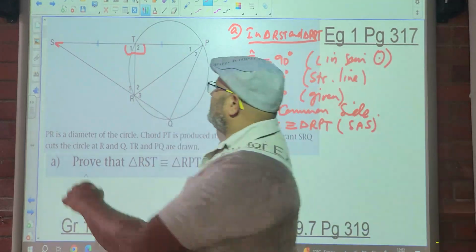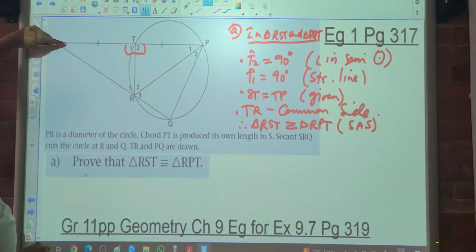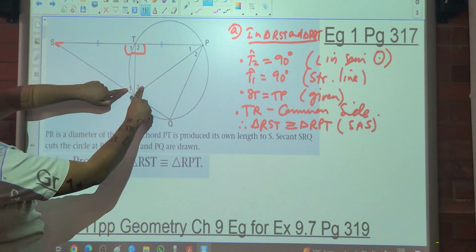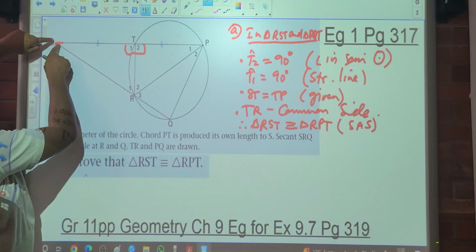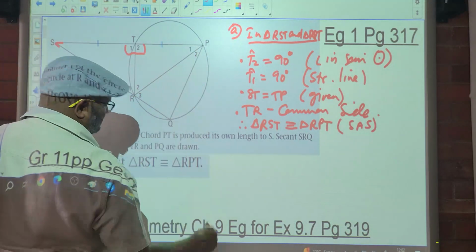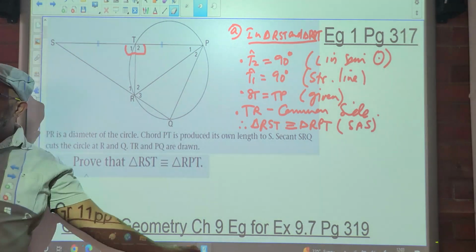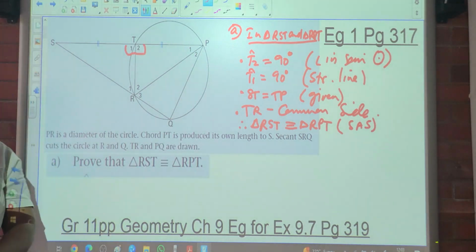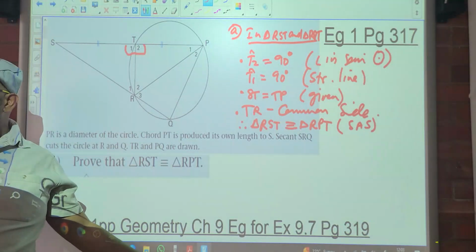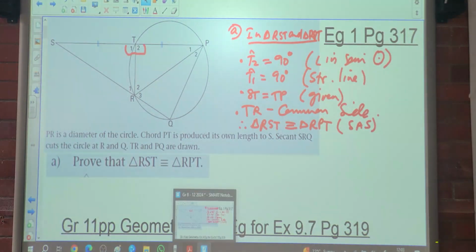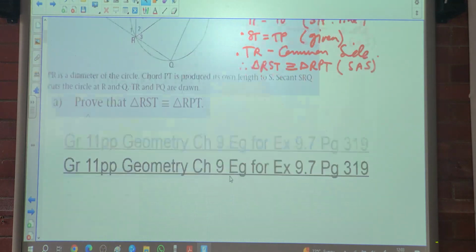So what can be concluded now? We know that angle S is equal to angle P1. We know that angle R1 is equal to angle R2. We know that RS is equal to RP. Okay. Do you guys understand? Something like this is worth 4 marks. So it's worth your while going through it. Okay. Let's look at B.